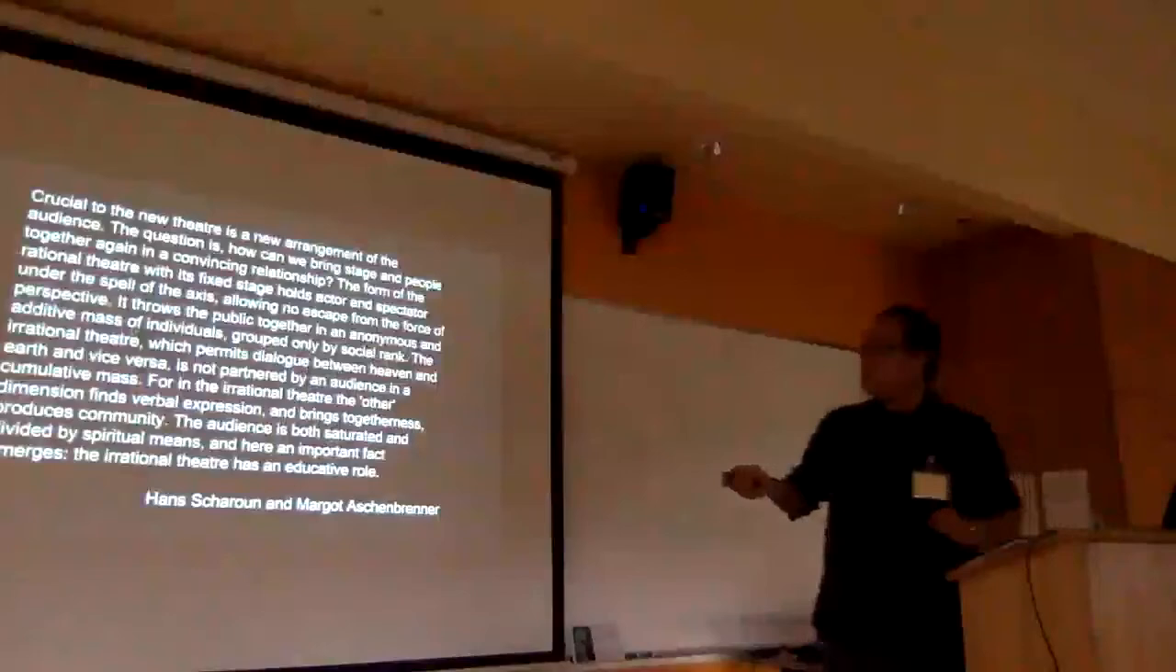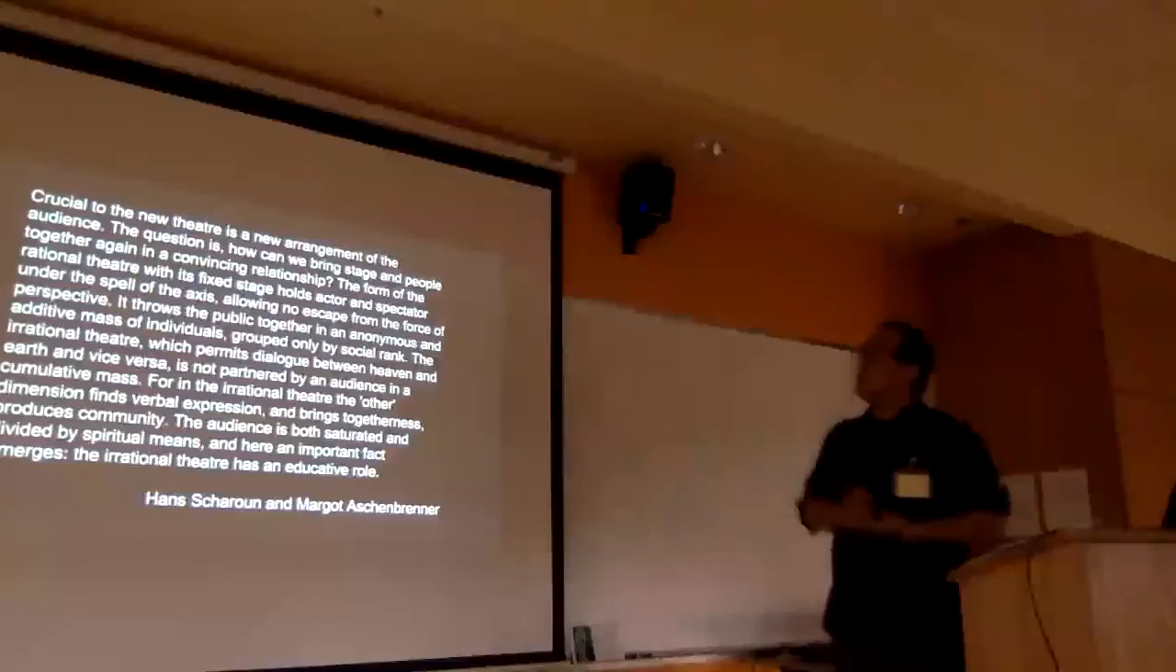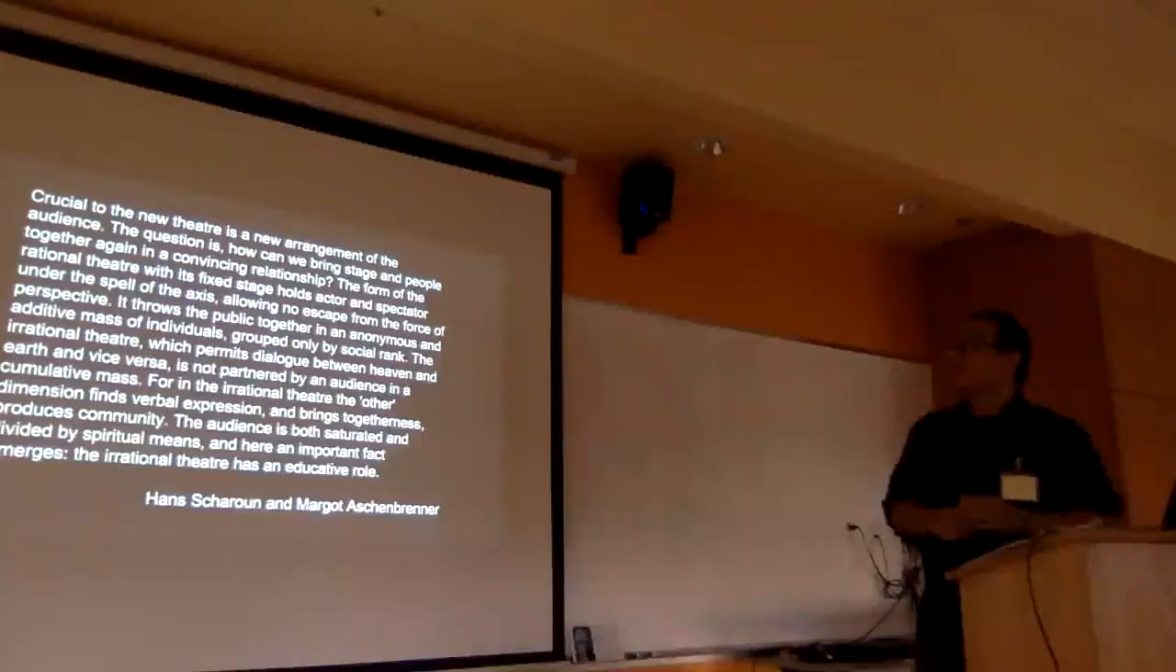In this particular discussion of irrational space and rational space, they said: crucial to the new theory is a new arrangement of the audience. The question is, how can we bring stage and people together again in a convincing relationship? The form of the rational theater is its fixed stage, house, actor, and spectator, and the spell of the axis, allowing no escape from the force of perspective. It throws the public together in an anonymous and additive mass of individuals, grouped only by social rank.